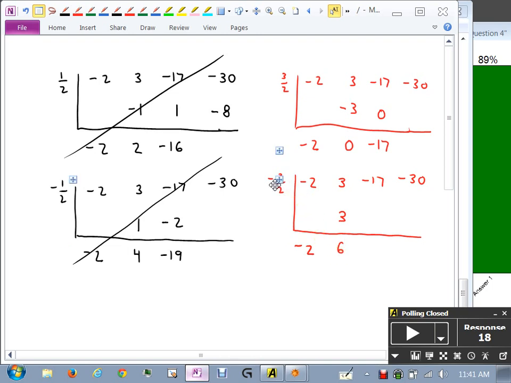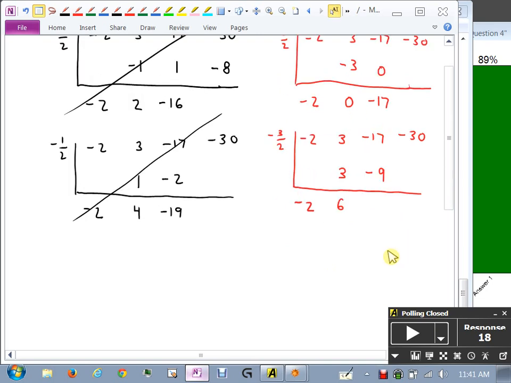Okay, so what is negative 3/2 times 6? Negative 9? Negative 9. Add straight down, what do you get? Negative 26. No? Yeah, that doesn't work either.